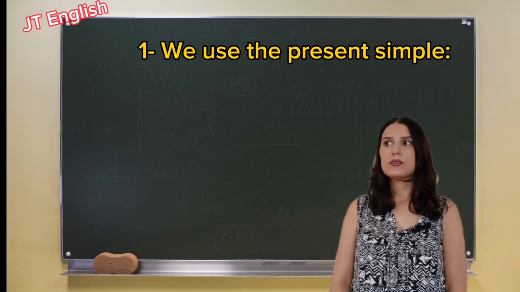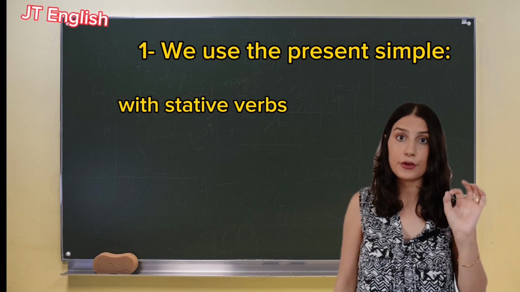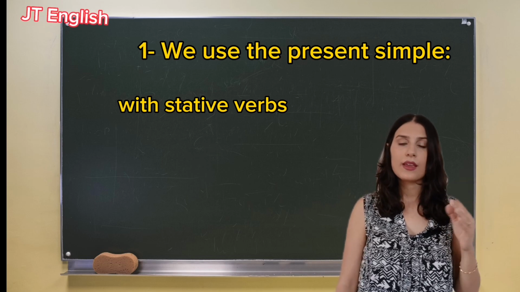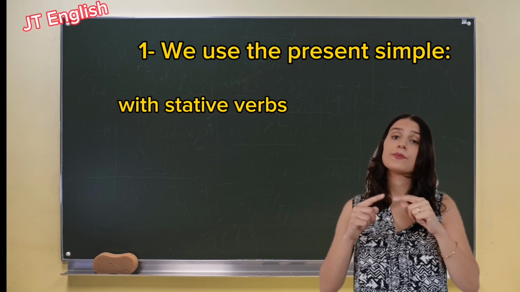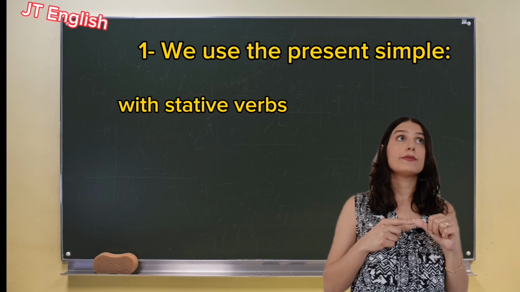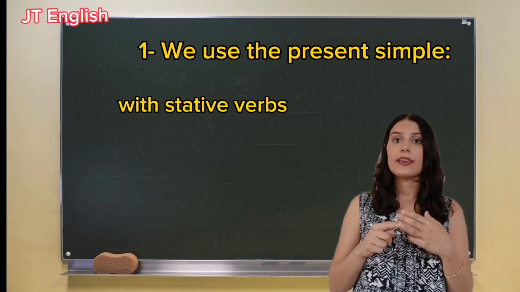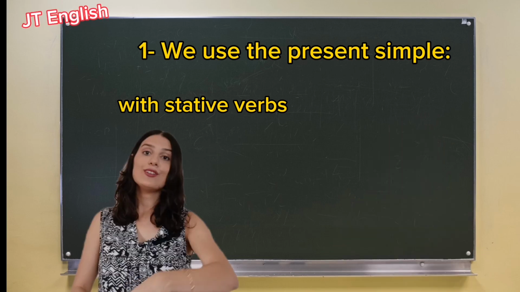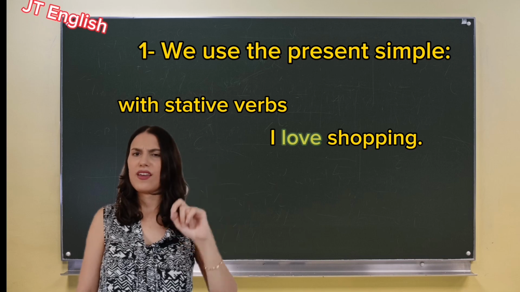What else? We also use the present simple tense with stative verbs. What are stative verbs or state verbs? They are the verbs that describe what we feel, think, and like, such as love, like, understand, think, enjoy, hate, and so on. For example, I love shopping. I mean, who doesn't?